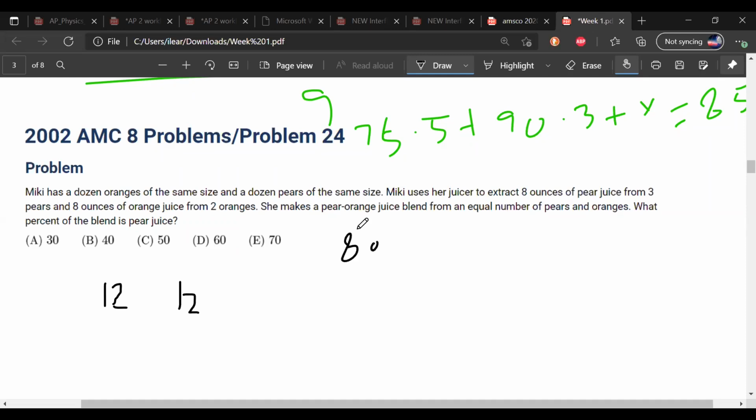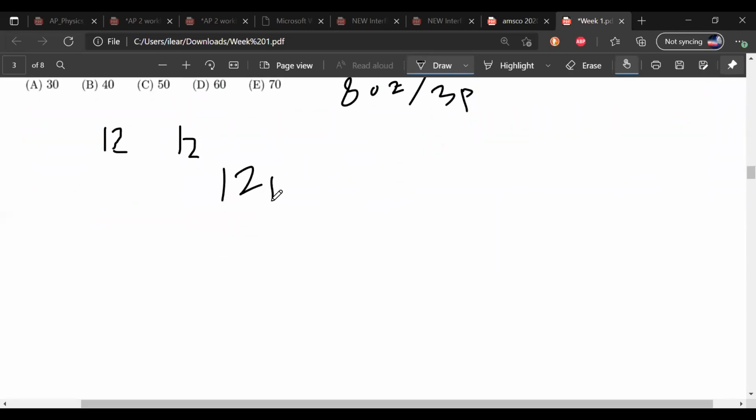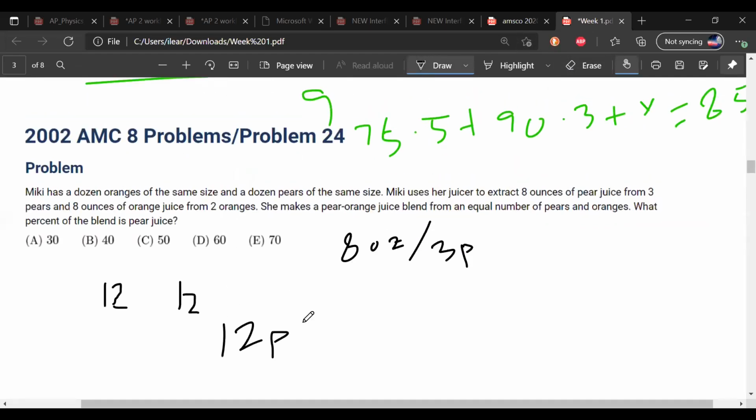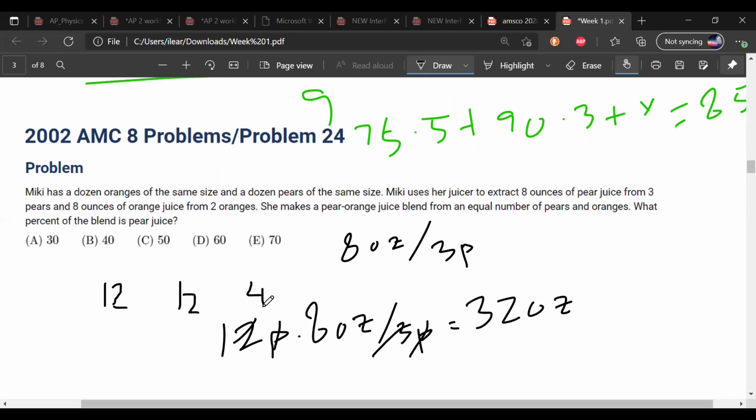So we have 8 ounces over 3 pears, and now we have 12 pears times, not divide, of course, my bad, times 8 ounces per every 3 pears. So this would give you, we can cancel out pears, and now we have 12 over 3, which would give us 4, which would give us 32 ounces of pear juice.